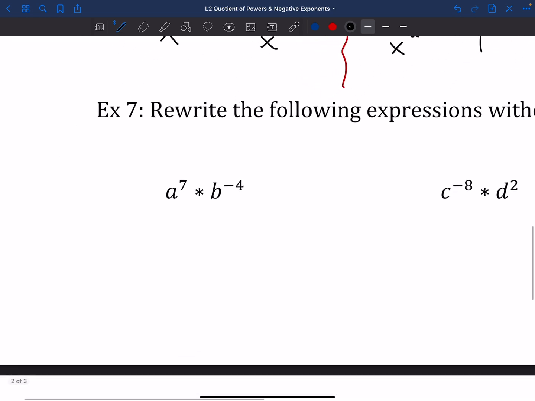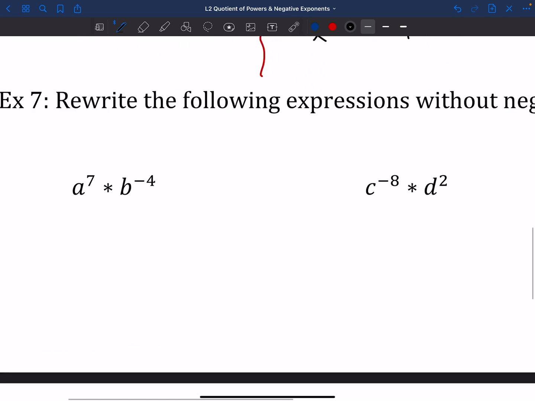So let's try that out. Let's try that out with a couple of these. So this one on the left, a to the 7th times b to the negative 4th. So a to the 7th is fine. It can just stay as a to the 7th.